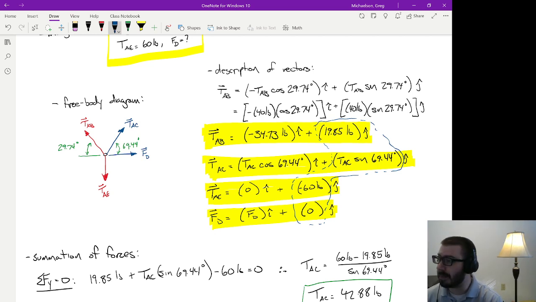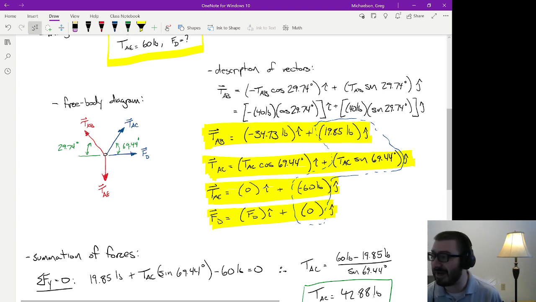Those are the Y components. And if you look at those Y components, there is only one unknown. So that's TAC. So if we're smart, if we're strategic, what we'll do is we'll sum forces in the Y direction first, get a value, and then plug that value into the summation of forces in the X direction.